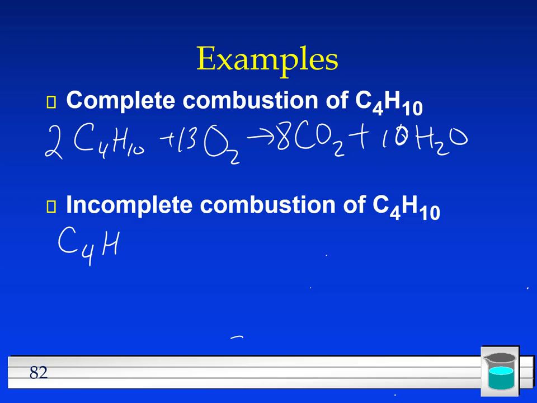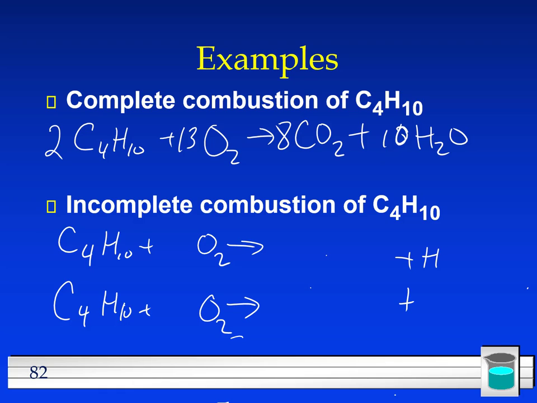Well, there's actually 2 possibilities. We'll do them both. If they don't specify, you could pick either one. Okay, both you have butane. Both need oxygen to burn. Both are going to make water. But one of them is going to make CO and water. The other is going to make just C and water. Carbon and water. Soot.